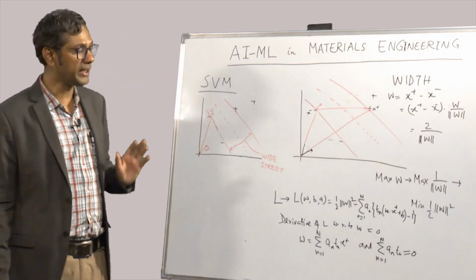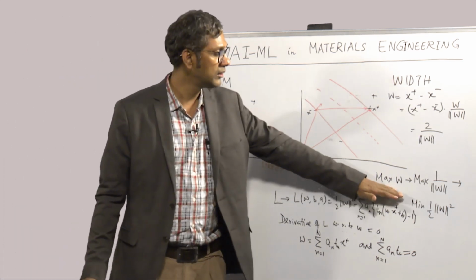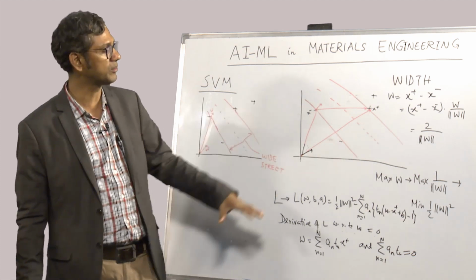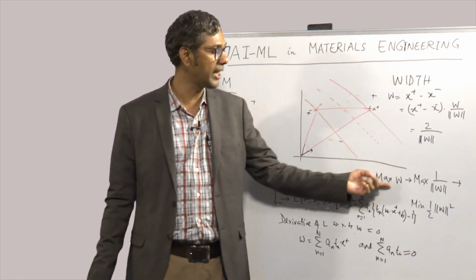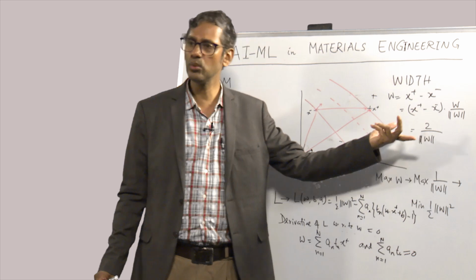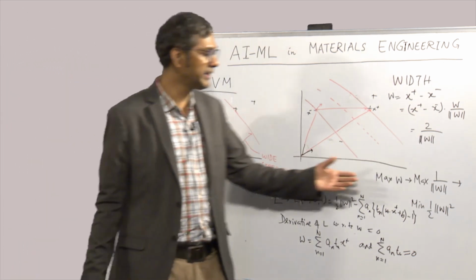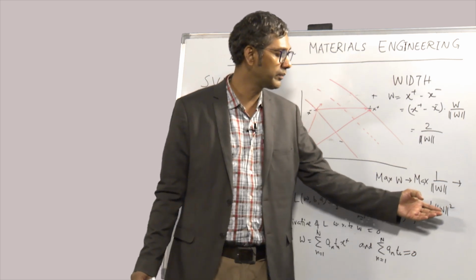So, what do I need to do then? I need to maximize this width, because that is my job. I want to make this street as wide as possible. So, if I want to maximize this, I have to maximize this 1 by W. 2 has no meaning, right, that is not a variable. So, what does that mean? That means I have to minimize this 1/2 of W square.